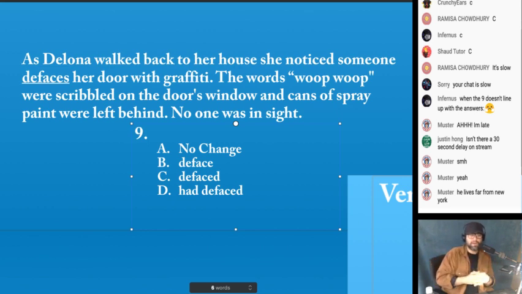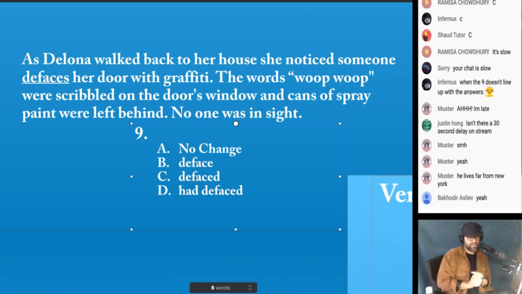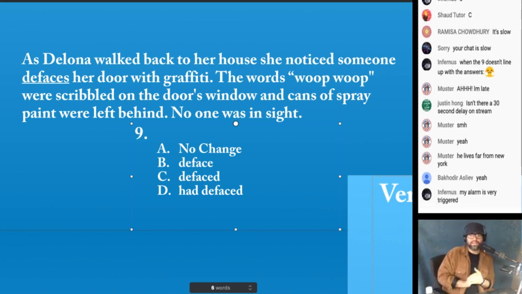I had finished my breakfast before the earthquake hit, right? So that means I had completed the breakfast, or I had eaten my breakfast before the earthquake hit. That means I was done eating my breakfast. So that's the actual correct answer here. The correct answer is D, had defaced, right?